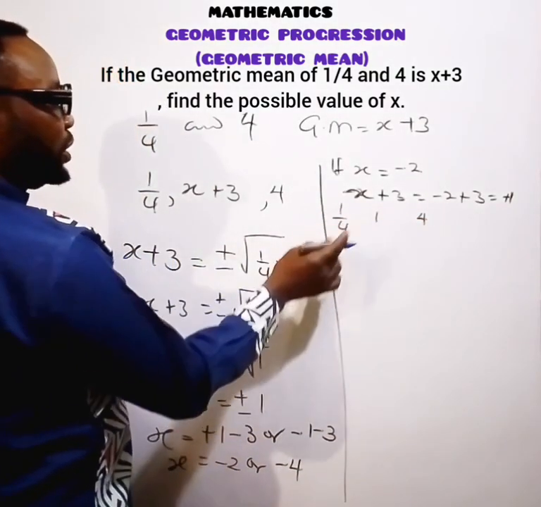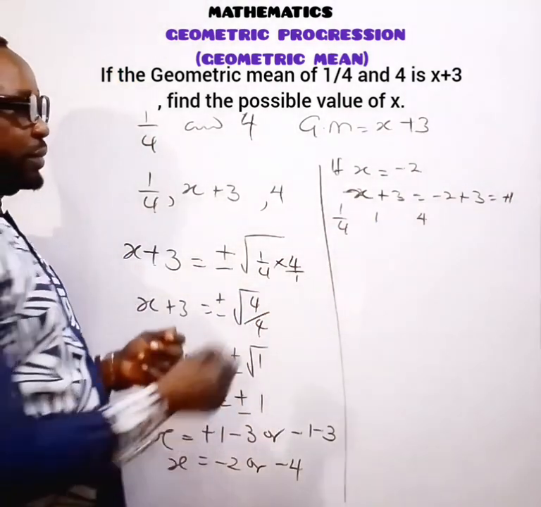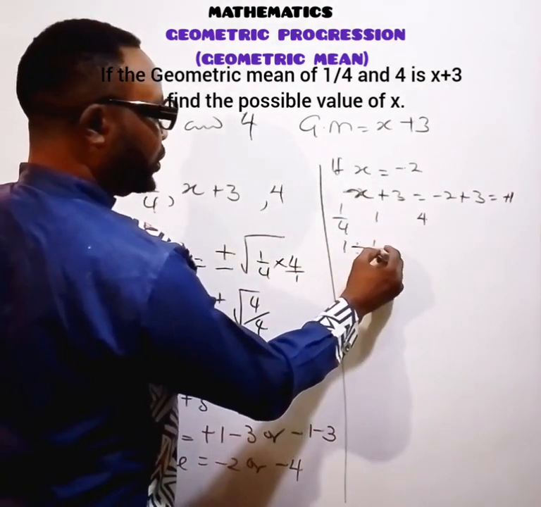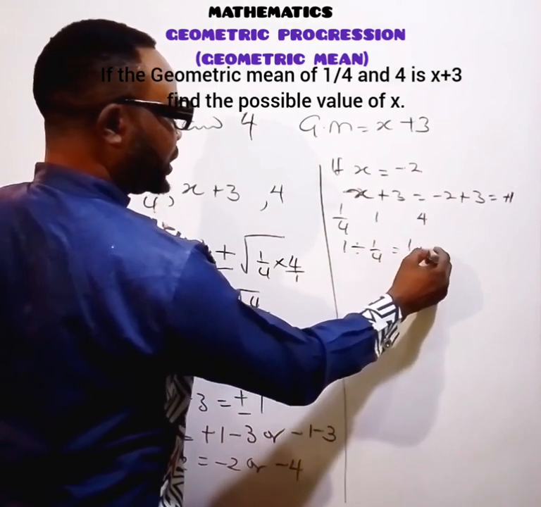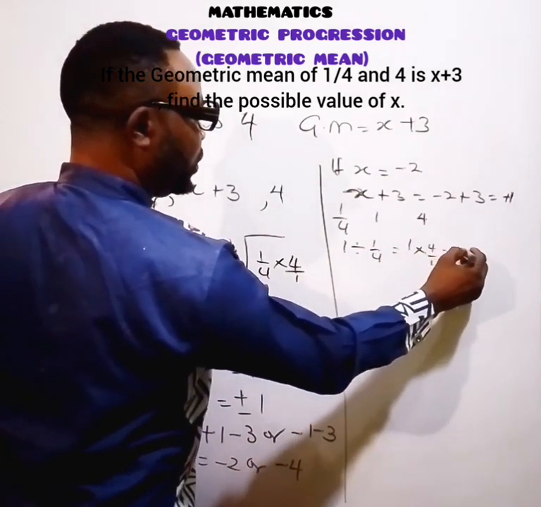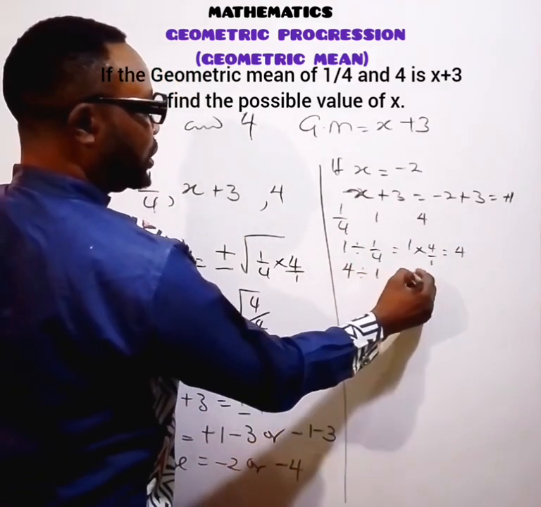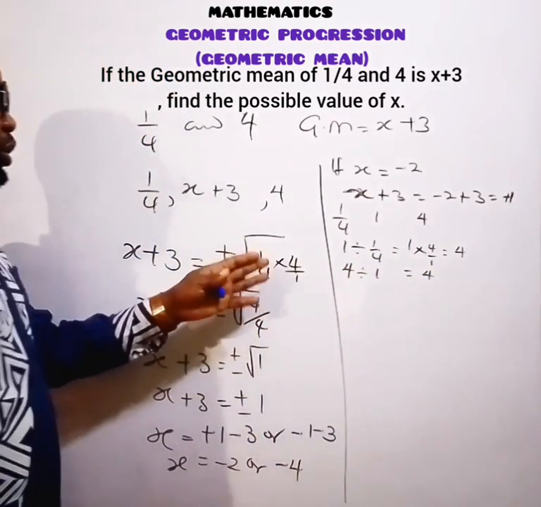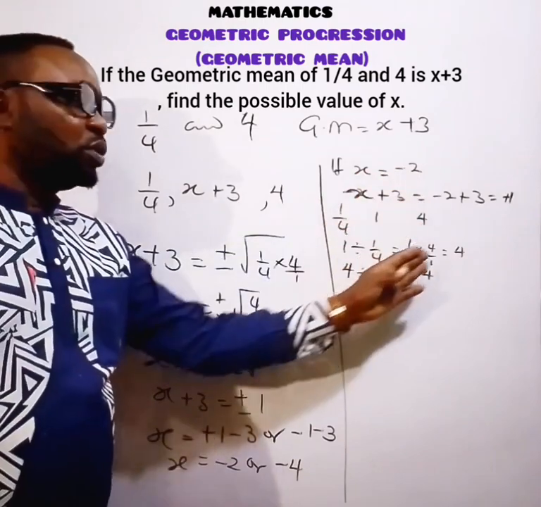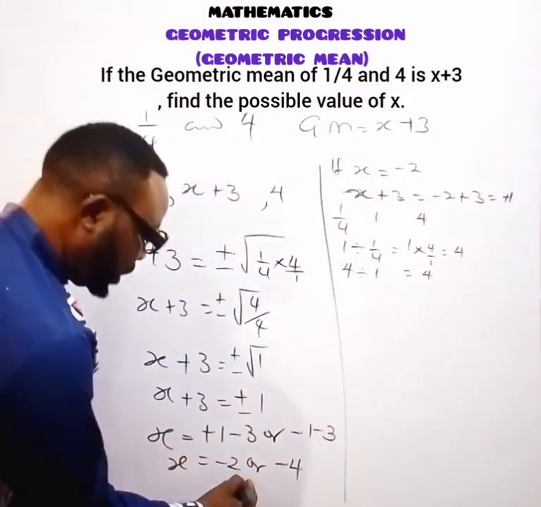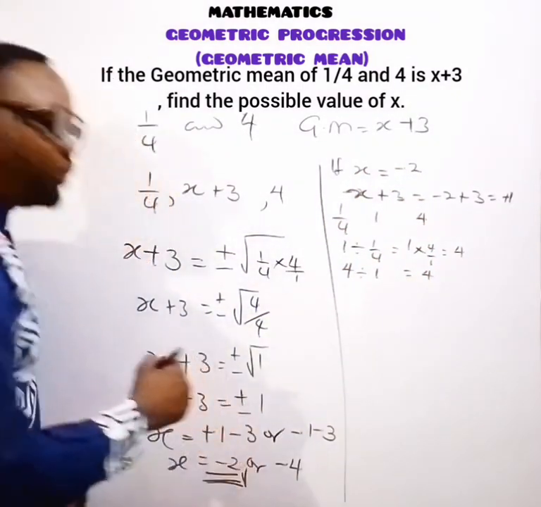If you check it very well, let's find the common ratio now. 1 divided by 1 over 4 will be equal to 1 times 4 over 1, which is equal to what? 4. Let's check from here now. 4 divided by 1 is equal to 4. The common ratio when x is equal to minus 2 is equal from one term to the next. So this one satisfies the value of x.